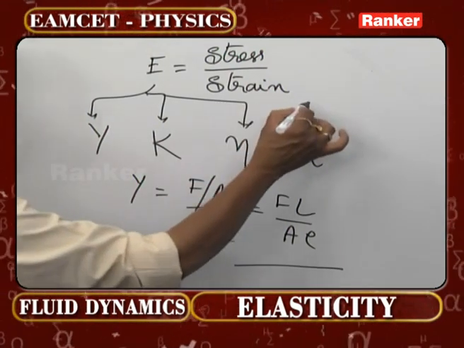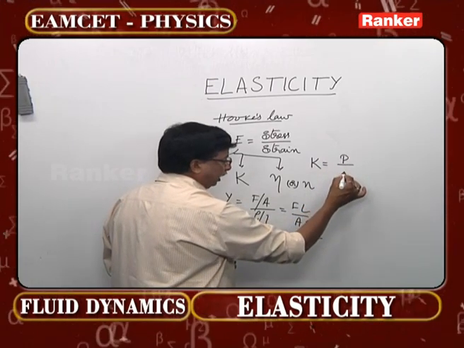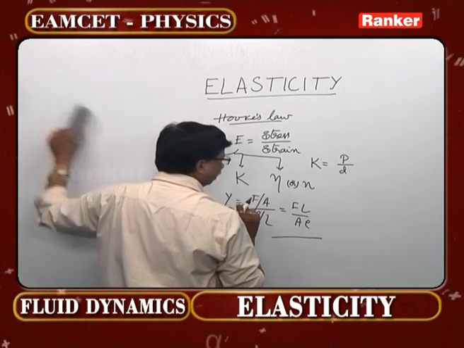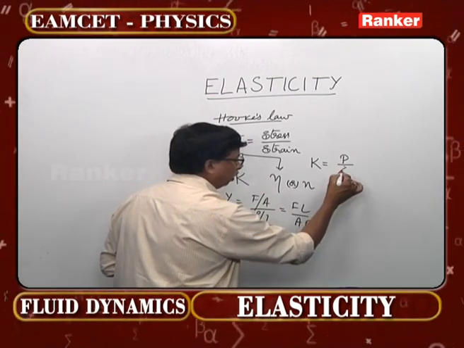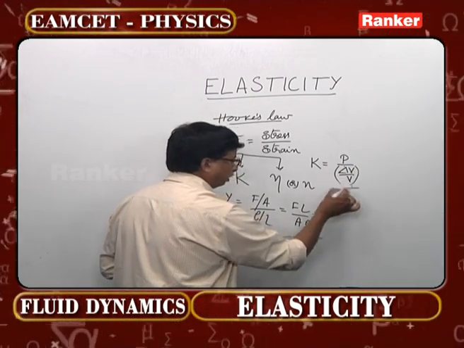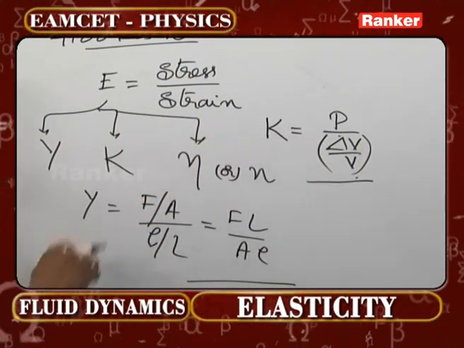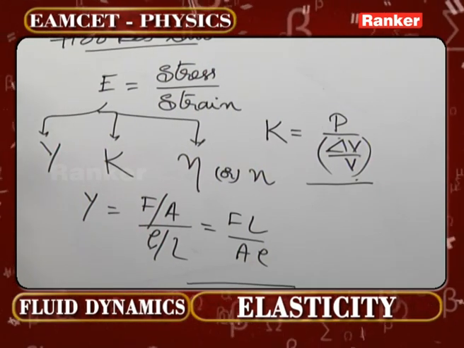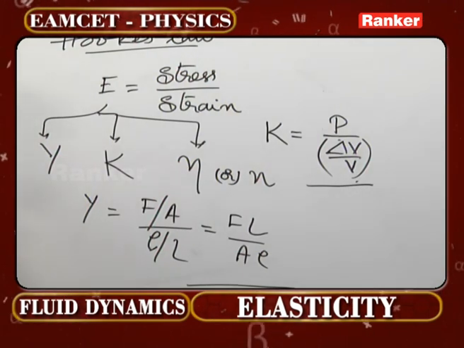Exactly like that, when we talk about bulk modulus, it is the pressure applied divided by the change in volume by original volume. What is this change in volume by original volume called? It is called volume strain or bulk strain. And you all know very well, the reciprocal of bulk modulus we call compressibility. That also is one of the most important theoretical points one should remember.